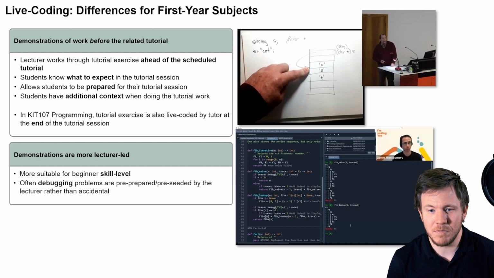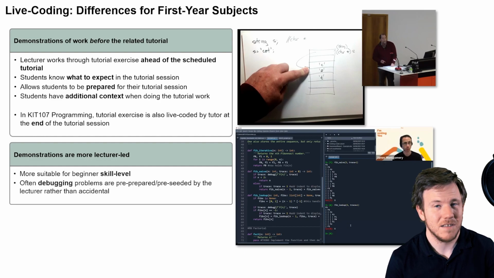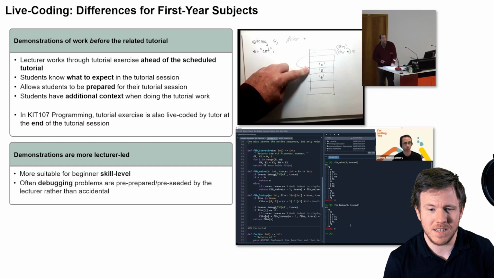In first year, we work through the tutorial in the live session first, allowing students to come to the tutorial with additional context for what they're doing. This is then followed up by another live coding of the work by the tutor at the end of the tutorial session. Because of the first year's skill and confidence level, these demonstrations are a lot more lecturer-led.